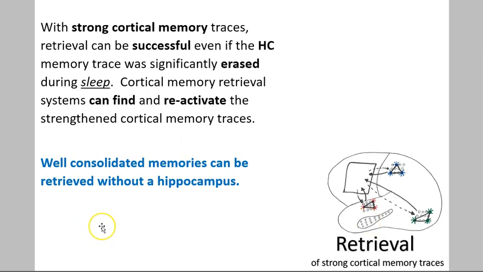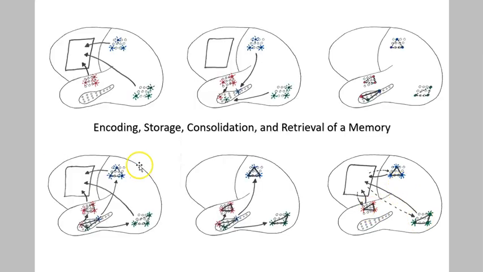So well-consolidated memories can be retrieved without a hippocampus. And this is what it means to be educated, that we've got strong memory traces in the cerebral cortex that can be quickly found and reactivated by cortical retrieval systems. We won't need the hippocampus to reactivate them. So this completes our tour through the brain as we engage in the encoding, storage, consolidation, and retrieval of a memory.